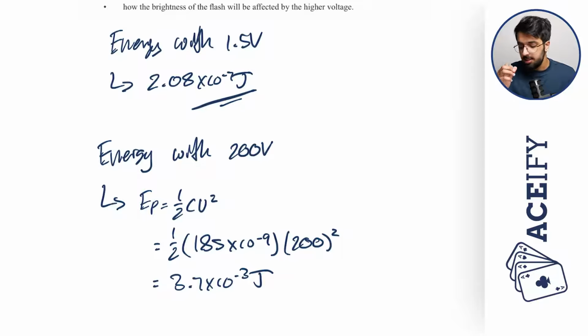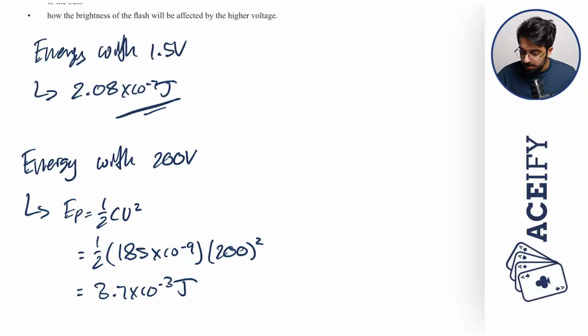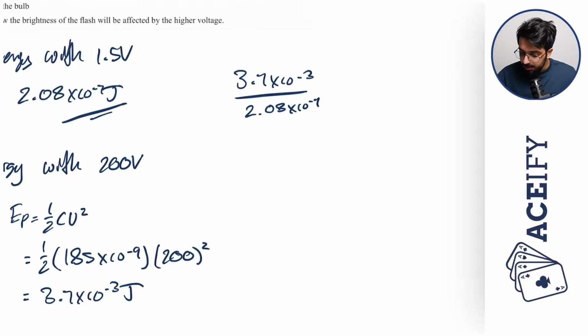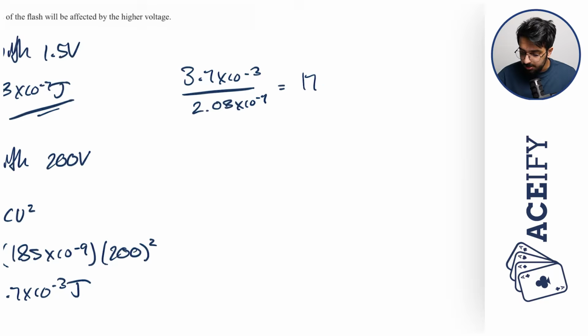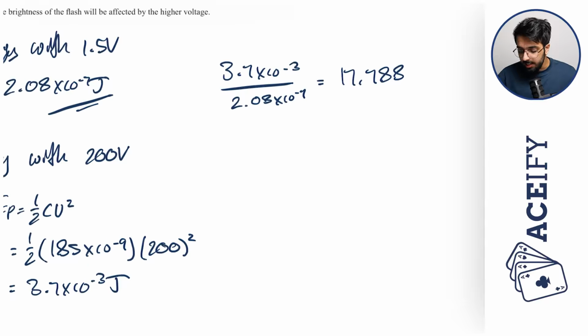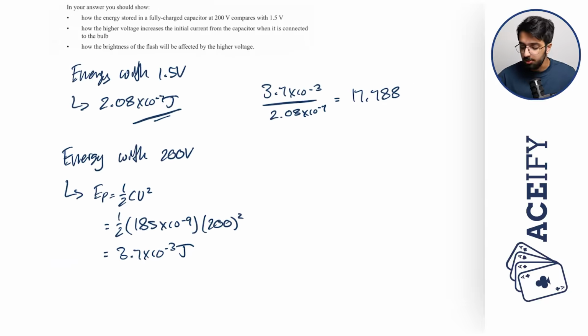We can find out just how much higher it is if we were to take 3.7 times 10 to the negative 3 all over 2.08 times 10 to the negative 7, okay? And this gives 17,788. And so what this is essentially saying is that the energy stored in our capacitor with 200 volts is almost 18,000 times greater than with 1.5 volts, okay? So it's much, much, much greater, okay?